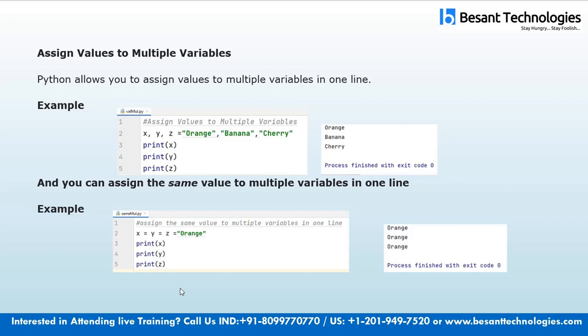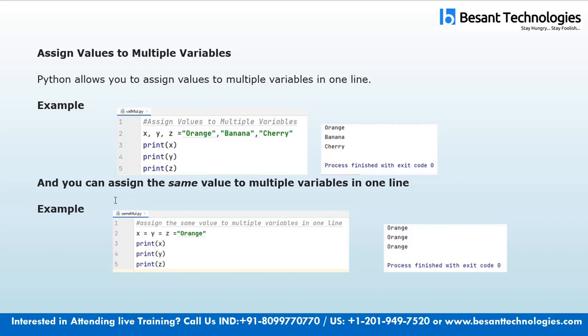Okay, and then assigning values to multiple variables. Python allows you to assign values to multiple variables in one line. So this is the example program. Here I have initialized x, y, z: x as orange, y as banana, and z as cherry. What is the output for this program? Orange, banana, and cherry. Here print of x, print of y, print of z.